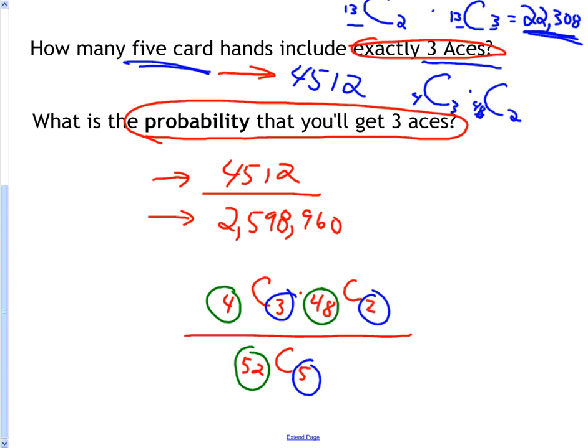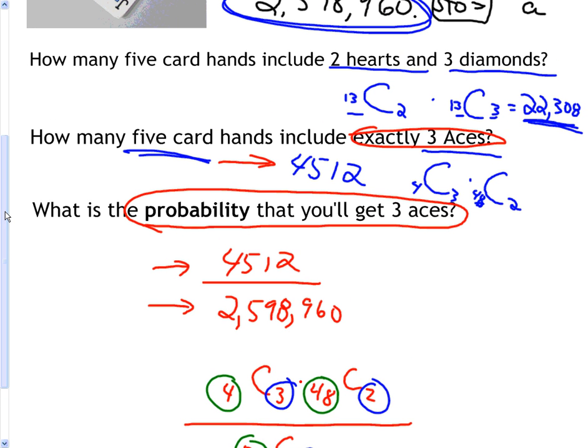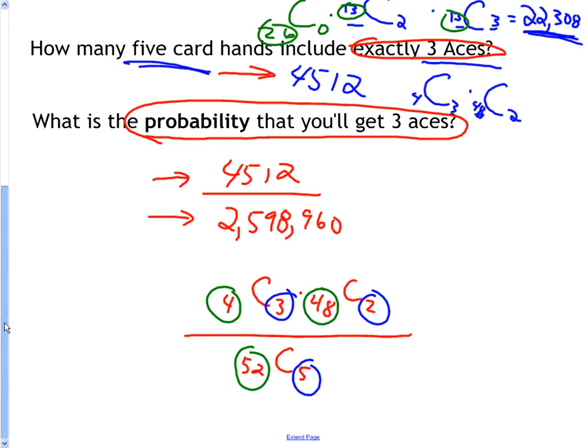Or in the case of this other one that was up here, we would have had to include here the 26 cards that weren't hearts or diamonds, choose 0 of them. So I just say choose 0 of them. That makes it add up to 52 like it's supposed to. Okay, so I'll leave you with that. Good luck.